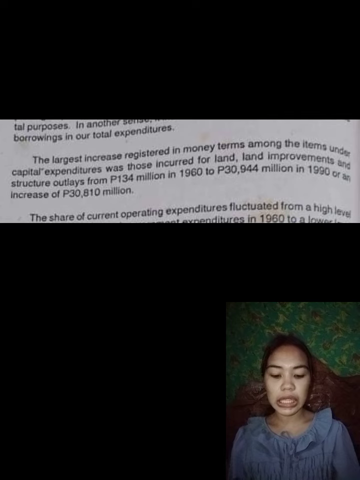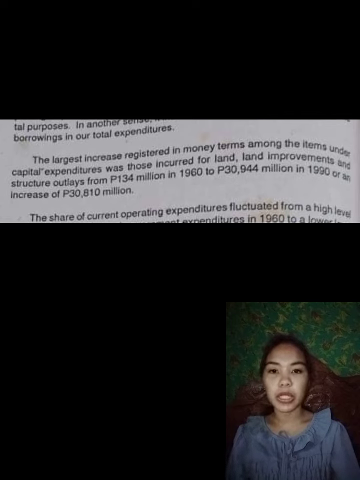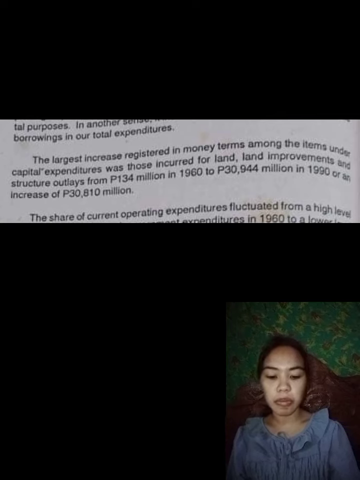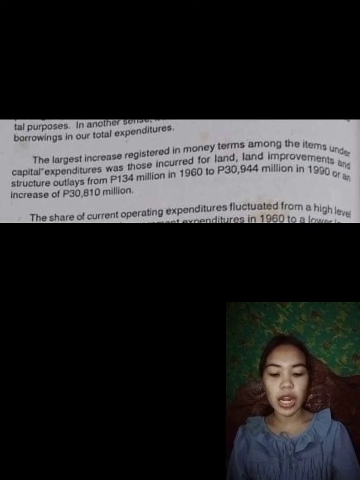The larger increase registered in money terms among the items under capital expenditures was those incurred for land improvements and structural outlays, from 134 million in 1960 to 30,944 million in 1990, or an increase of 30,810 million.